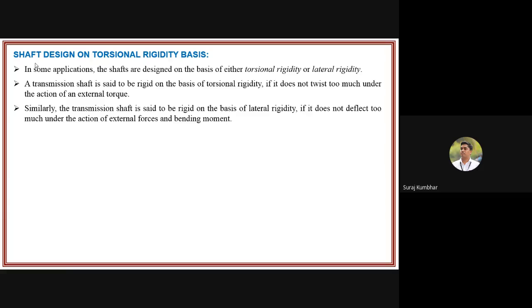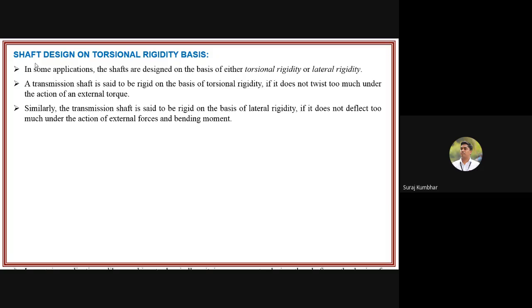Now, what is lateral rigidity? Similarly, a transmission shaft is said to be rigid on the basis of lateral rigidity when it does not deflect too much under the action of external force or bending moment. In those cases, you can design a shaft on the basis of lateral rigidity. If it is not twisting too much under the action of external torque, then you have to design the shaft on the basis of torsional rigidity. And if your shaft is not deflecting too much under the action of external force or bending moment, then you have to design your shaft on the basis of lateral rigidity.